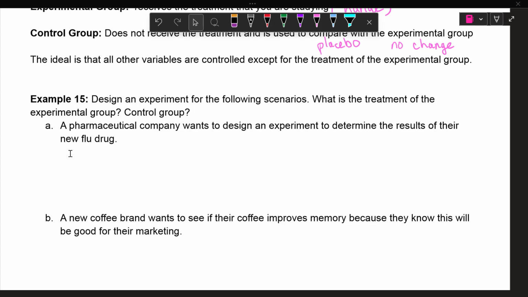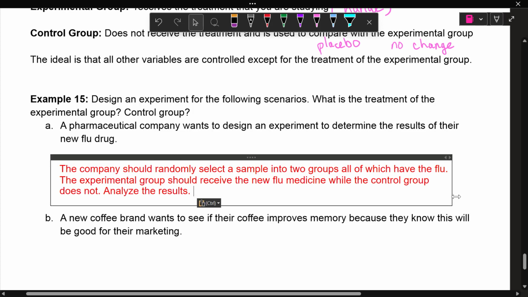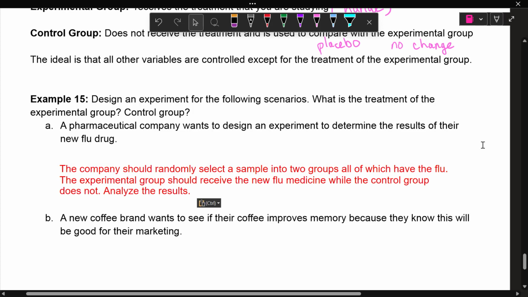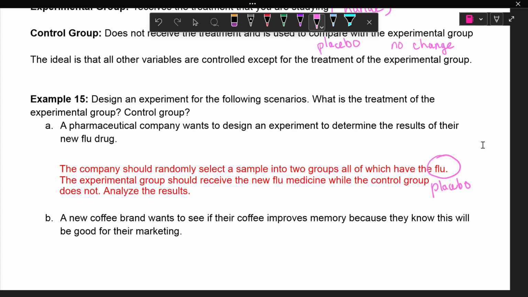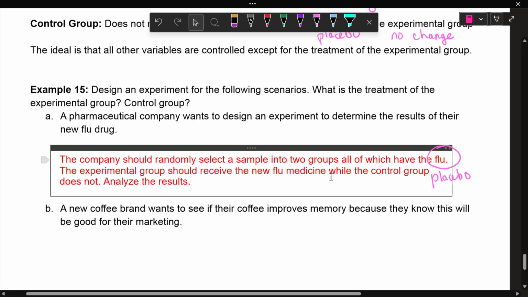All right, a pharmaceutical company wants to design an experiment to determine the results of a new flu drug. So randomly select a sample into two groups, all of which have the flu. So they have to have the flu or else the new drug isn't going to do anything anyways. The experimental group will receive the new flu medicine. The control group will not. Maybe they get a placebo, a fake shot. So they may think they have it, but they don't. And then analyze the results.